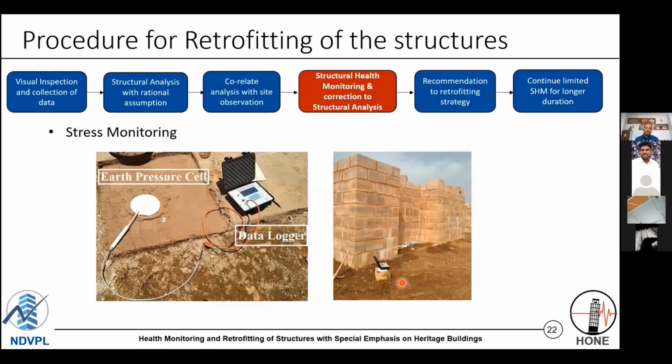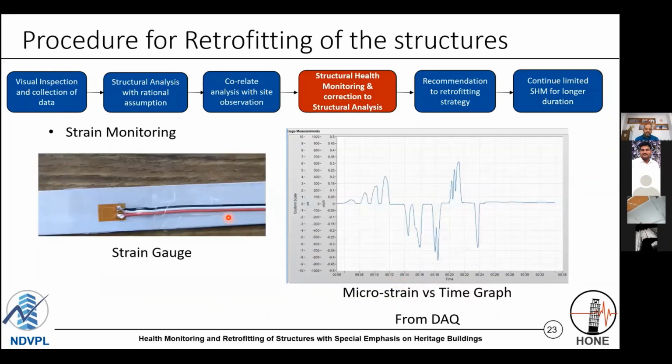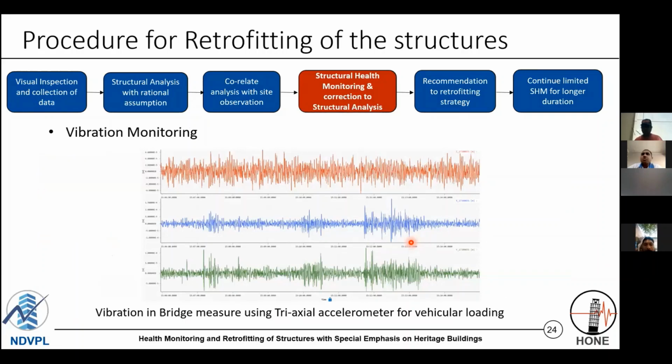You can check the pressure in the structure. You can make your structure smart. You can use a strain gauge. Here you can see a graph plotted on a DAQ showing change in strain. Then there is vibration monitoring, triaxial vibration monitoring. This is a graph of one site where we monitored many points, but this is for one point. Triaxial vibrations are visible: X direction, Y direction, and Z direction. Maybe in the case study we'll discuss it at more length.